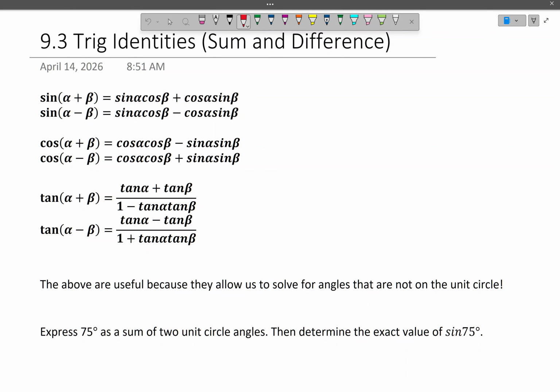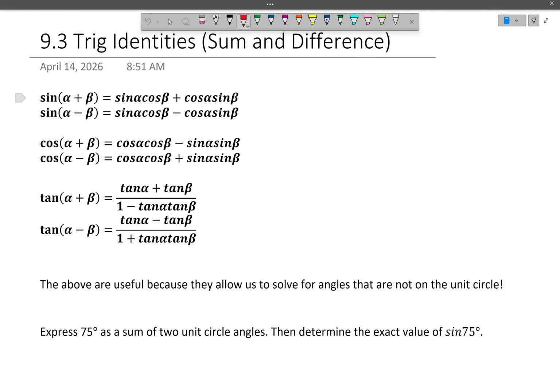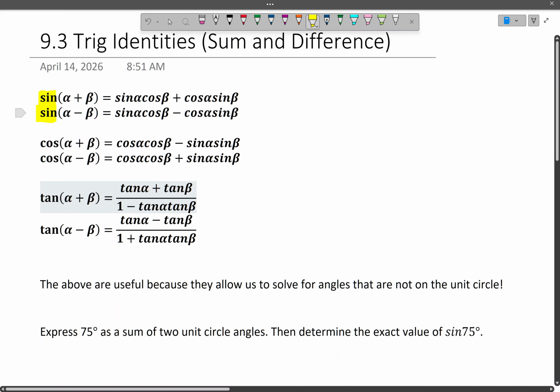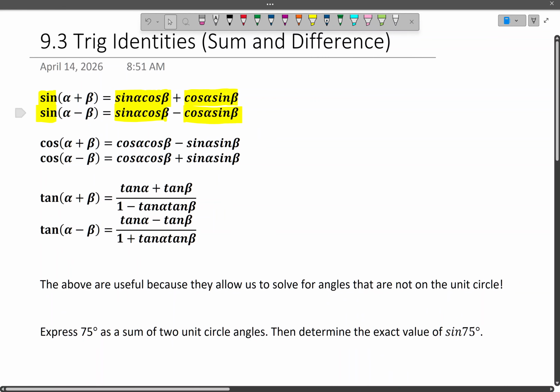I like to look at it as a tan, cos, and sine combination, because what you can see here is there's a little bit of a pattern. Now, you don't have to memorize these, they're in your formula sheet, but it's cool to notice these little patterns. The sine version, no matter which one it is, always has sine A cos B, cos A sine B. So that's always the same.